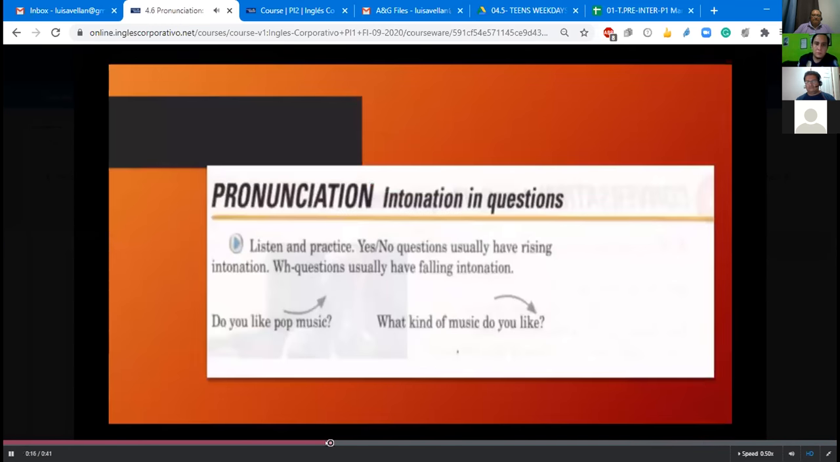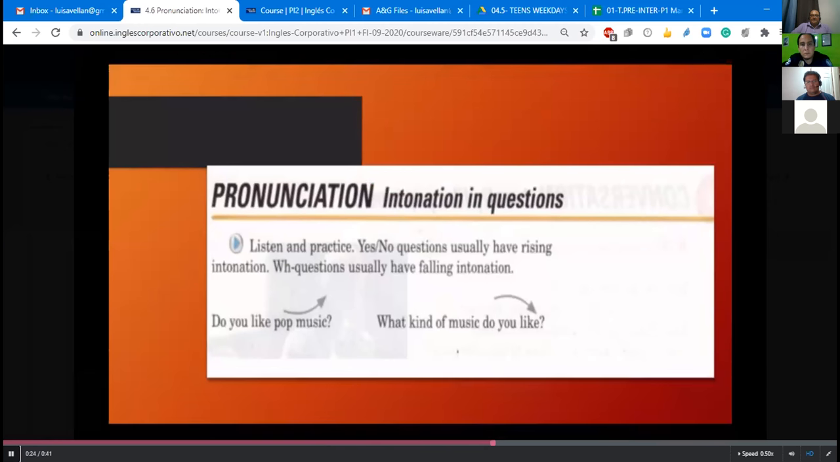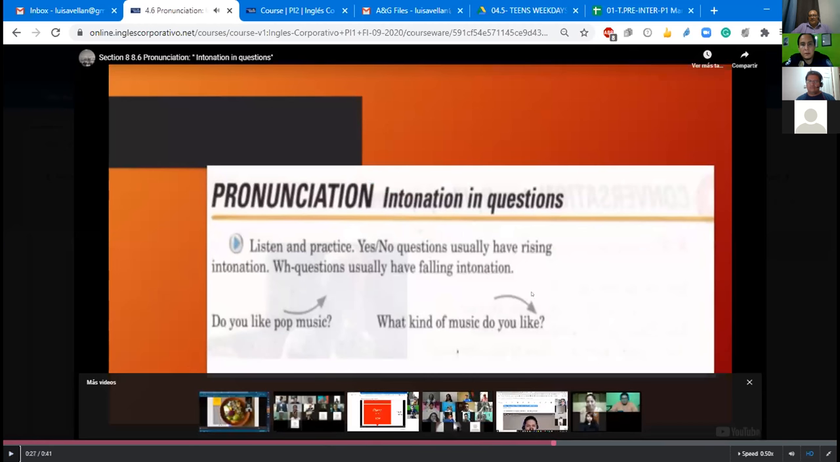Have rising intonation. WH questions usually have falling intonation. Do you like pop music? Okay, here we go. Do you like pop music? Do you like pop music? Pop. What kind of music do you like? What kind of music do you like? What kind of music do you like? Okay, do you like? Close down.